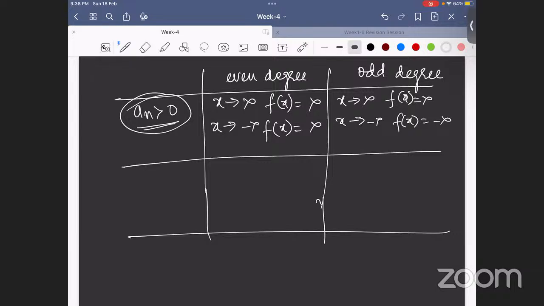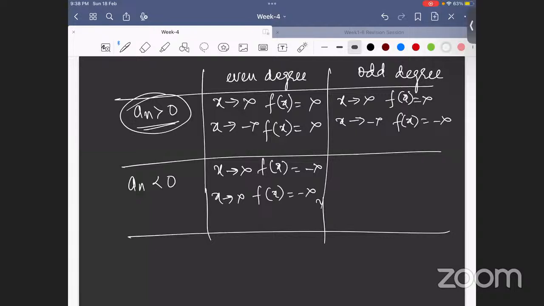If you're putting the value, this is the standard thing. You can remember that, or you directly put it in the function. By putting in the function also, you'll get the same thing. Both are the same. But for the leading coefficient an less than 0, what should be the value? If x tends to infinite, what should be the value of the function? Minus infinite. And I guess for the other case also it will be minus infinite.